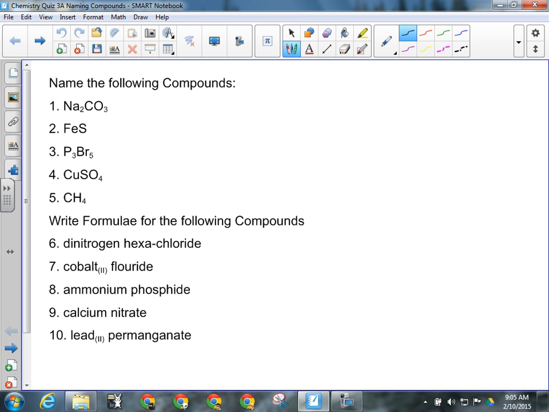Okay, so our first one here, we've got an ionic compound containing sodium and a complex ion or polyatomic ion, carbonate. So this stuff is sodium carbonate. That is not a capital S, by the way. It just looks that way. Okay, I'll make it a little bit smaller.